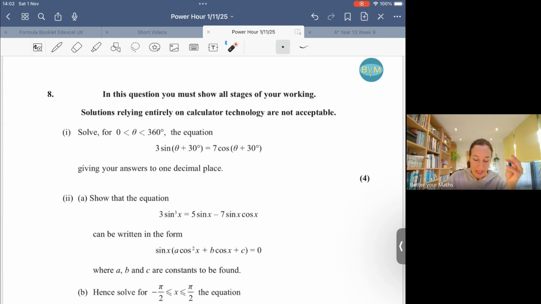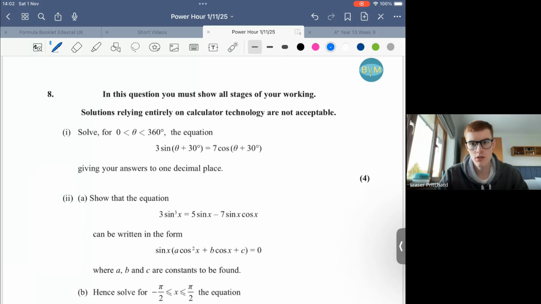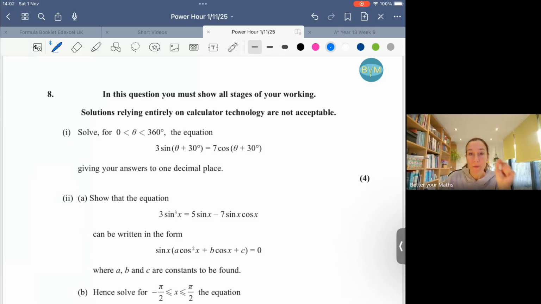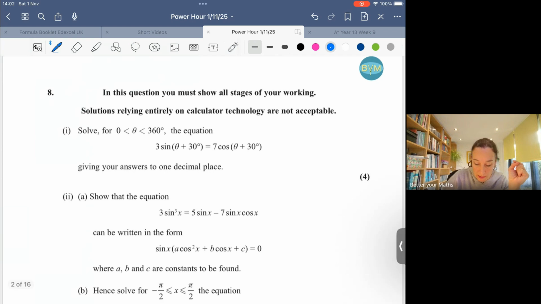Hello, everyone. So, first thing, if you don't have theta or x in your question and you have theta plus something or 2 theta, there is one important thing that you have to do first of all. Who can remind me? What is the first thing you're going to do, Fraser? Change the range. Exactly.